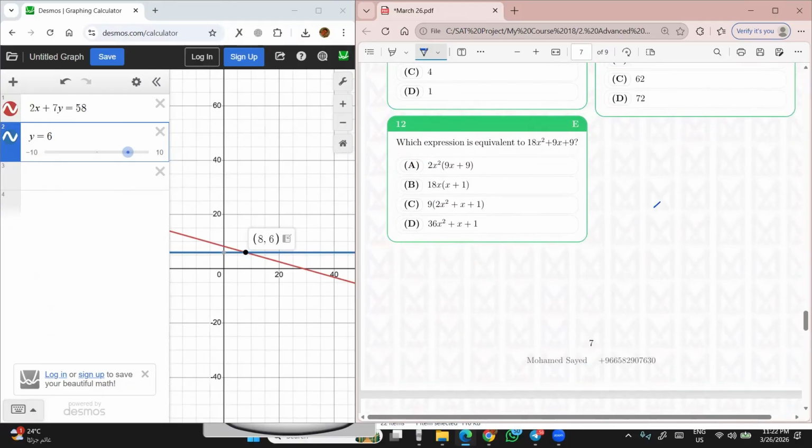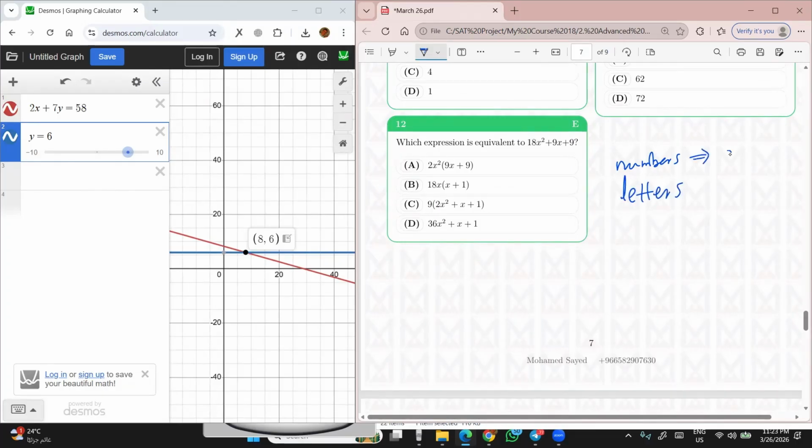Question number 12. Which expression is equivalent to this? Equivalent means we need to make something in this polynomial. We can factorize. How to factorize this? You can look at the factorization has 2 steps. Look at the numbers and then look at the variables or the letters.